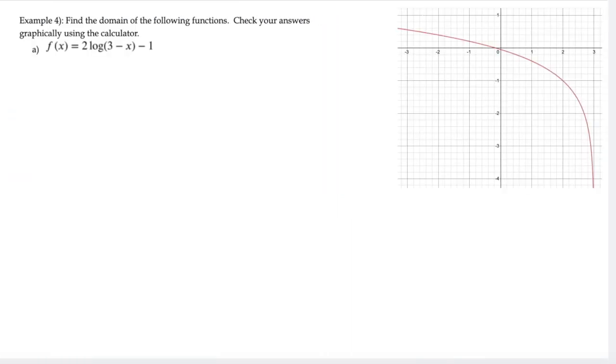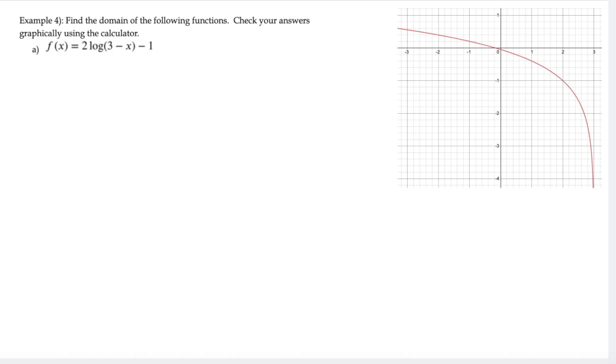Let's take a look at slide 8 so that we can practice finding the domain of a couple of examples. Two things that are going to affect our domain, our x values, is if we are shifting left or right, and potentially a reflection across the y-axis.